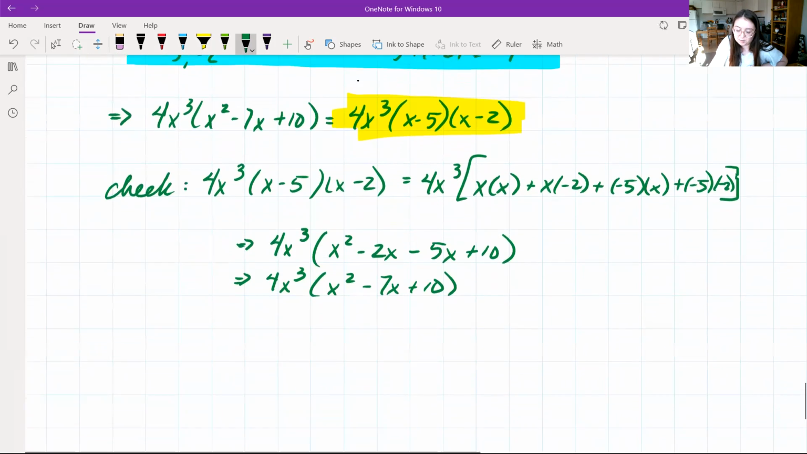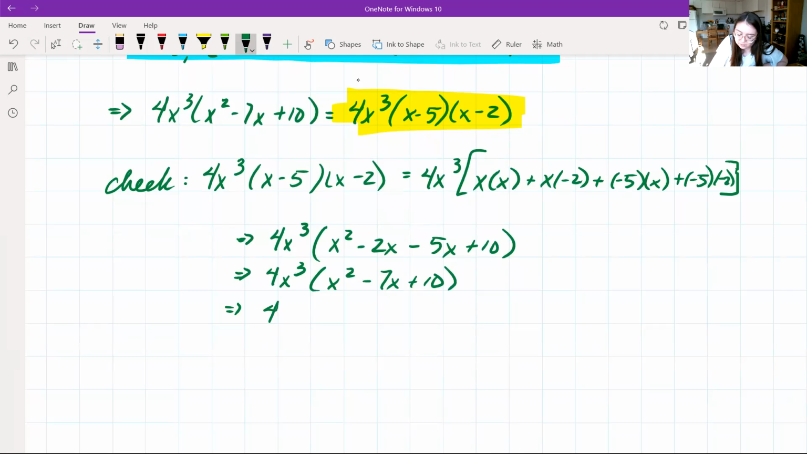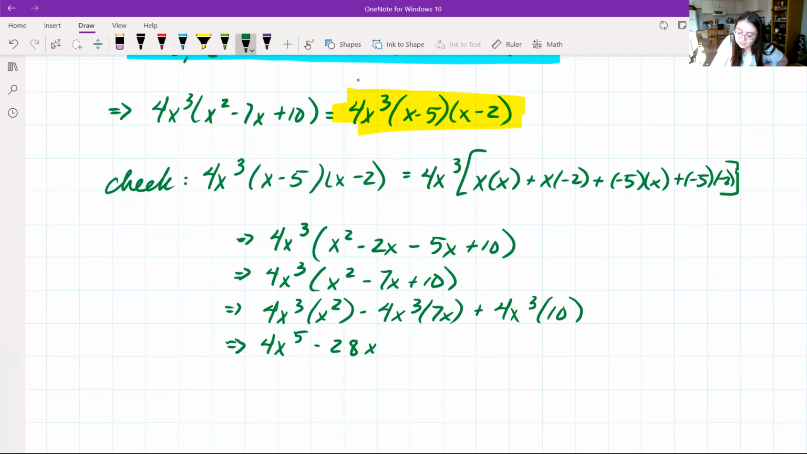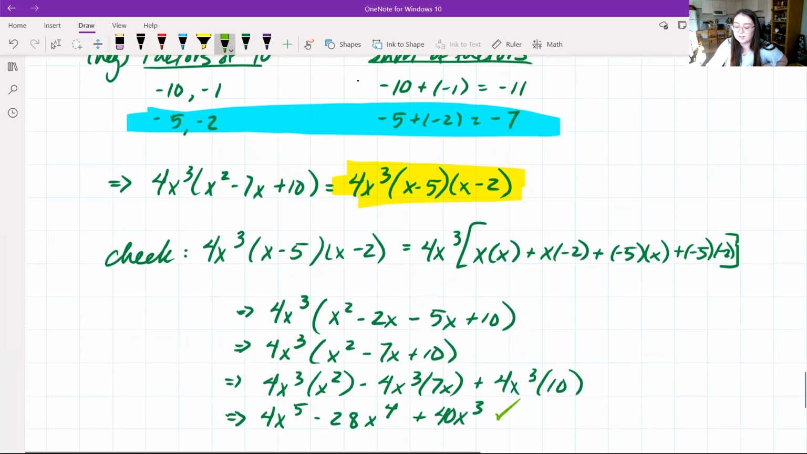Now we just need to distribute our 4x cubed, which gives us 4x cubed times x squared minus 4x cubed times 7x plus 4x cubed times 10, which gives us 4x to the power of 5 minus 28x to the power of 4 plus 40x cubed. So our answer of 4x cubed times x minus 5 times x minus 2 is correct.